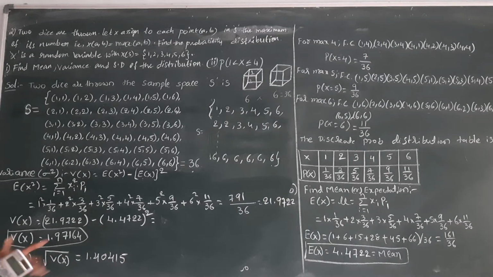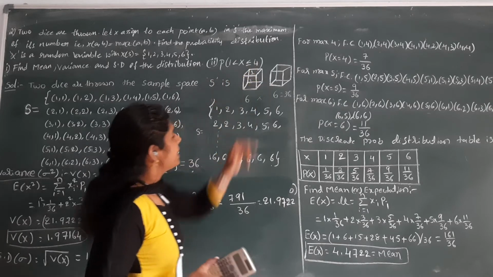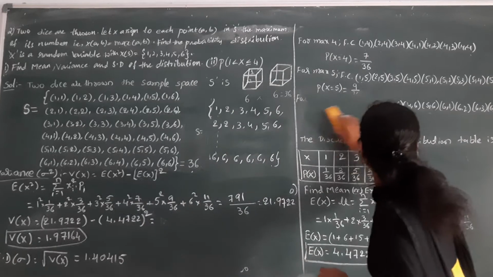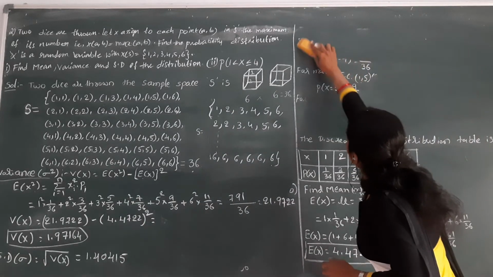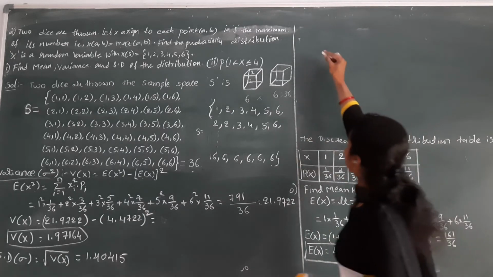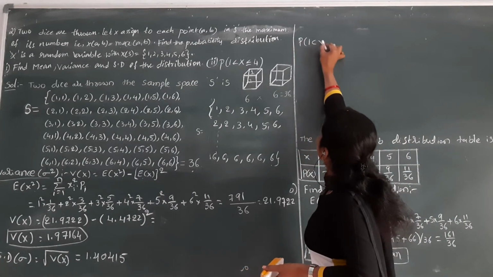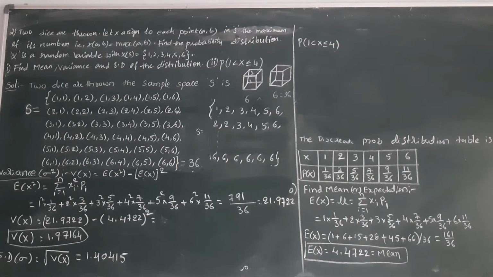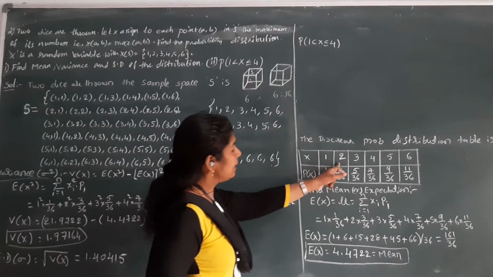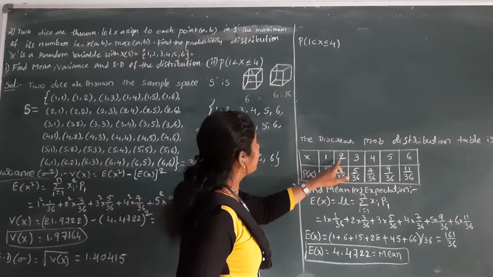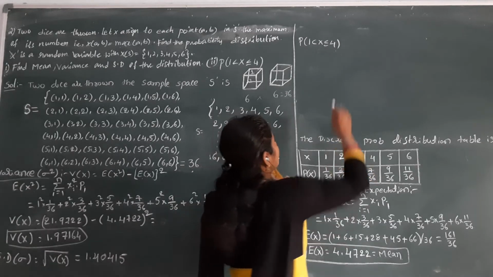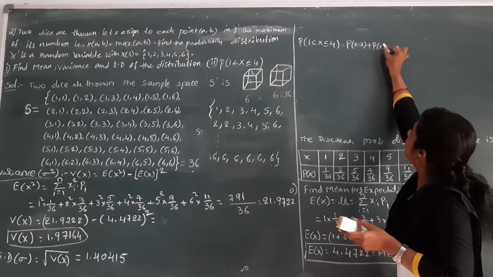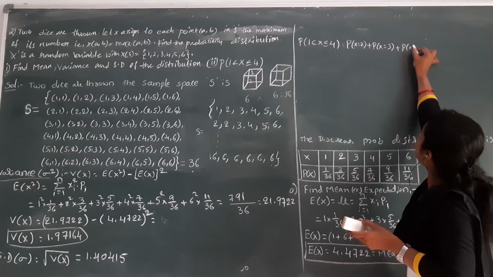Okay. Next and the last one, P of 1 less than x less than or equal to 4. So 1 less than means more than 1. Okay. So more than 1 value and lesser than or equal to 4. So that is including 2, 3 and 4. That is P of x is equals to 2 plus P of x is equals to 3 plus P of x is equals to 4.